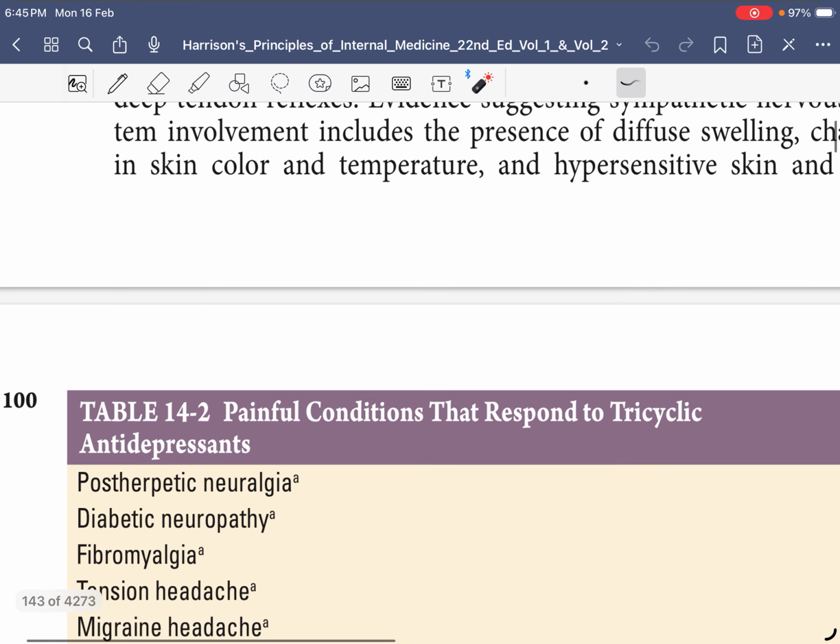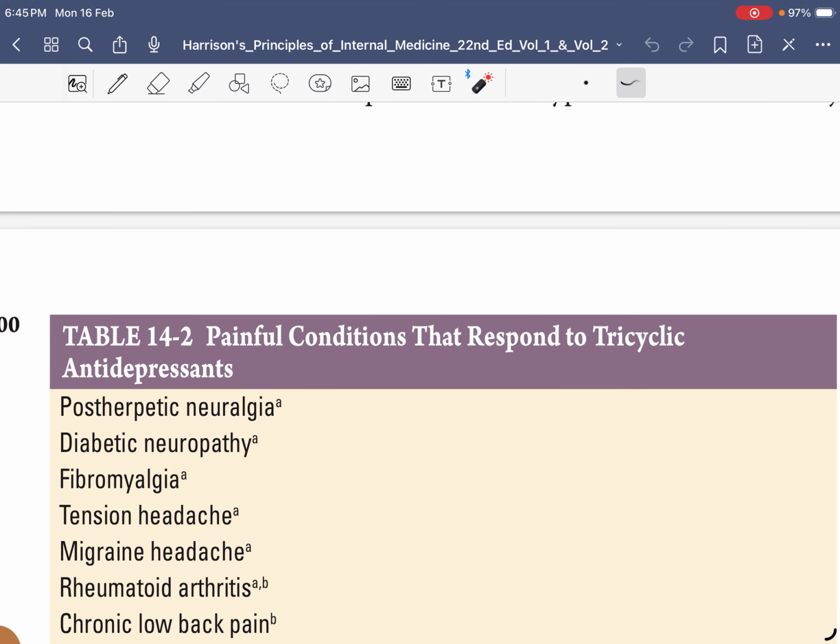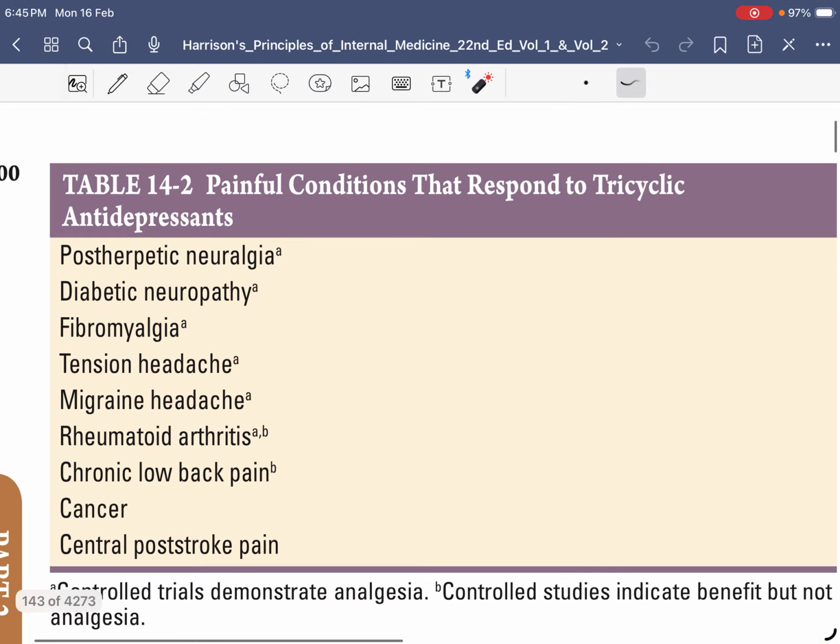Now from here, let us read Table 14.2. Painful conditions that respond to tricyclic antidepressants, that is TCA. So post-herpetic neuralgia, diabetic neuropathy, fibromyalgia, tension headache, migraine headache, rheumatoid arthritis, chronic low back pain, cancer, central post-stroke pain.